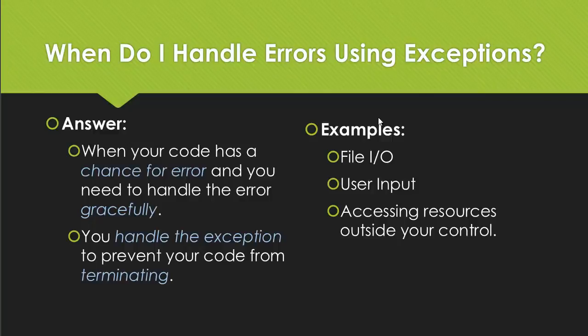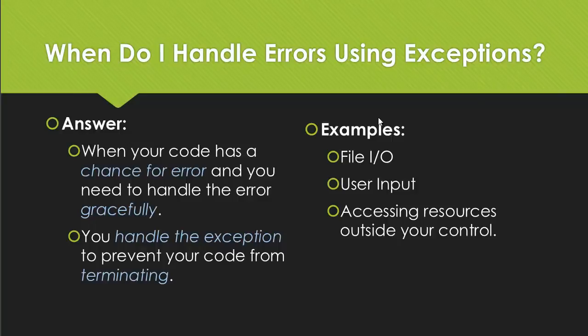Whenever you're trying to access resources outside your control, like let's suppose you're programming a game and you're using a gamepad, you might want to verify via a try-catch block that the gamepad is first connected to the computer before you start to ask for input from the gamepad.